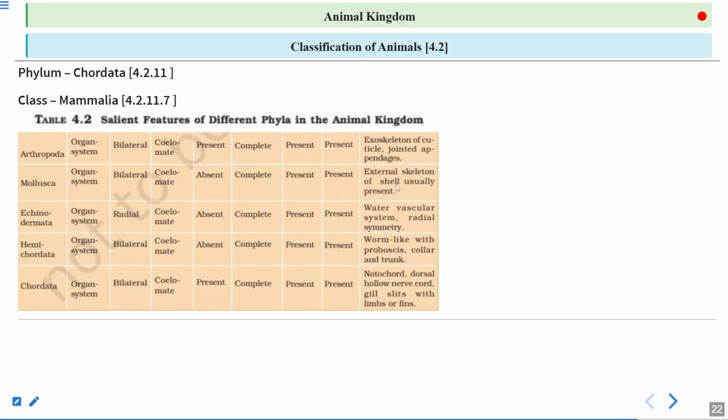Mollusca: external skeleton, and a shell is usually present. Shell you see in the case of Mollusca only. Echinodermata: water vascular system, radial symmetry. Hemichordata: worm-like with proboscis, collar, and trunk. Chordata: presence of notochord, a very unique feature of Chordata. Dorsal hollow nerve cord is present. Gill slits are present, with limbs or fins. So these are some of the unique features of these particular phyla.